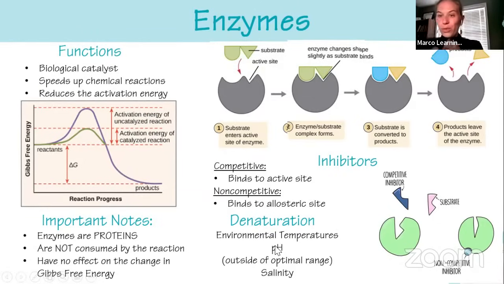pH changes are going to, no matter what, if it gets too low pH or too high pH, is going to cause denaturation of that protein. And these top two are the ones that are directly out of the CED. You need to know temperature and you need to know pH.